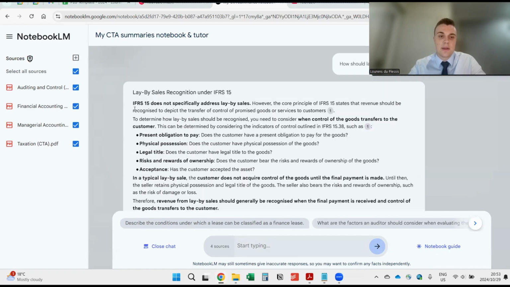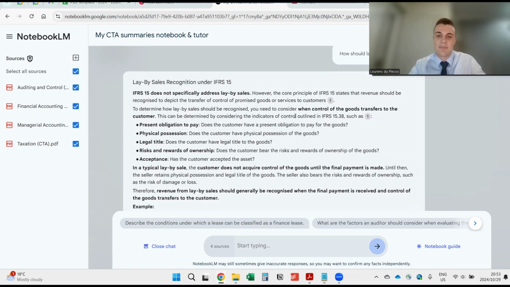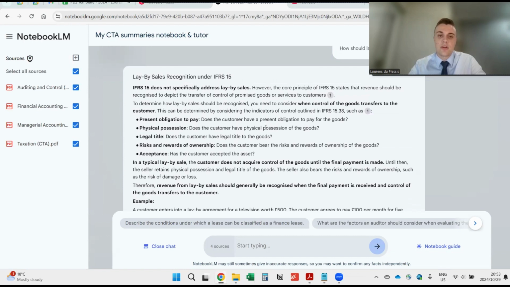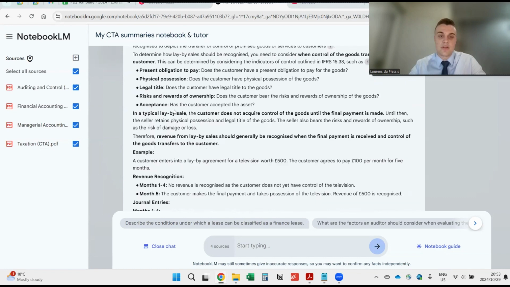So it says, IFRS 15 does not specifically address lay-by sales. However, the core principle of IFRS 15 states that revenue should be recognized to depict the transfer of control of the promised goods or services to the customer. That makes sense. It really does ring a bell. So to determine how lay-by sales should be recognized, you would consider when the control of the goods transfers to the customer. And then there are a few indicators of the control being transferred.